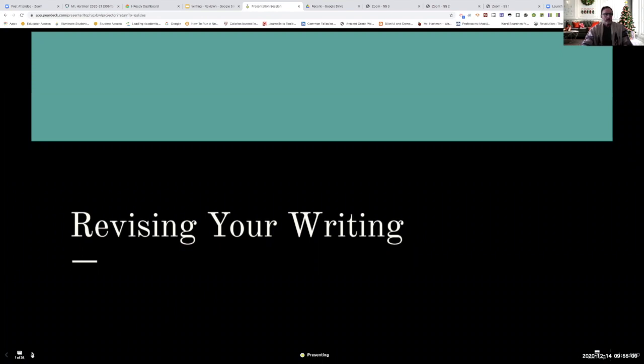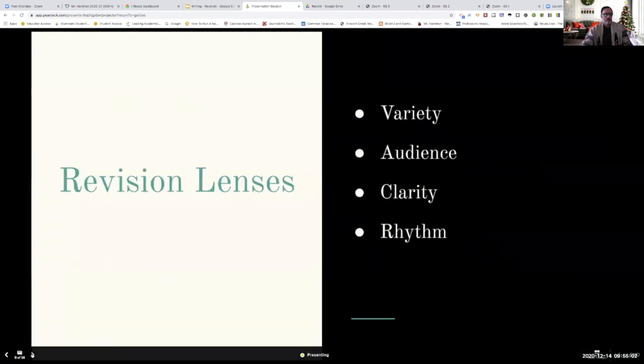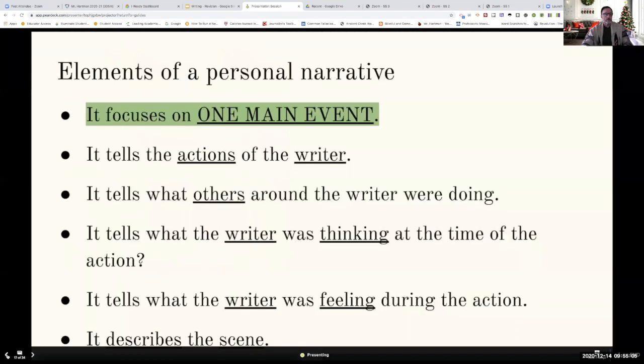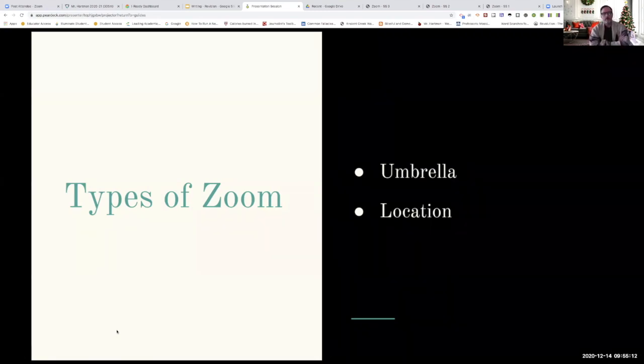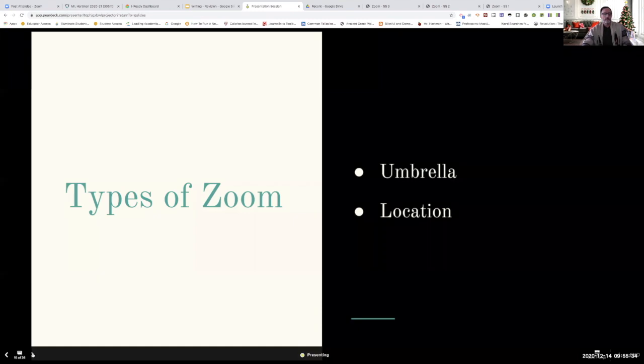So let's skip on down here to types of Zoom. When we talk about Zoom, or finding a central idea of something that we're writing, there are two. One is referred to as an umbrella and the other is referred to as location. So what specifically does that mean?